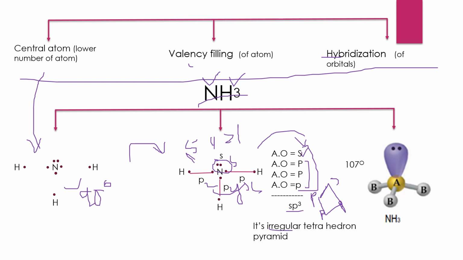Now the word irregular here means it has a lone pair. As it is shown in this figure, there is one lone pair here. So the degree here would be 107. If there is no lone pair, its degree would be 109. But still it has one lone pair, so its degree is 107. And the remaining hydrogens are shown like this, but if we draw it on paper, its form would be a dumbbell shape.